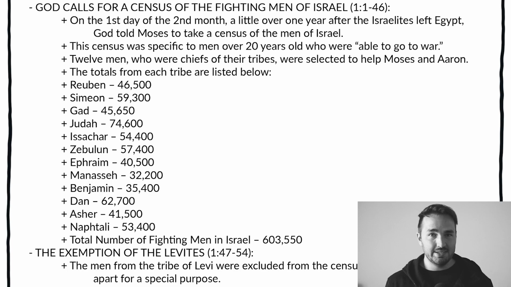The total number, and I did do the math, I think I got them right. The total number of all of the men in Israel who were over 20 years old and able to go to war, 603,550. So this is quite a large nation at this point.